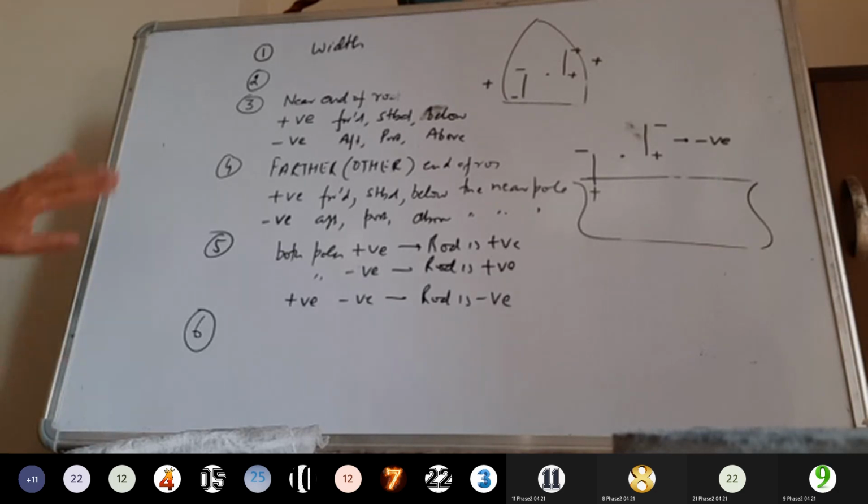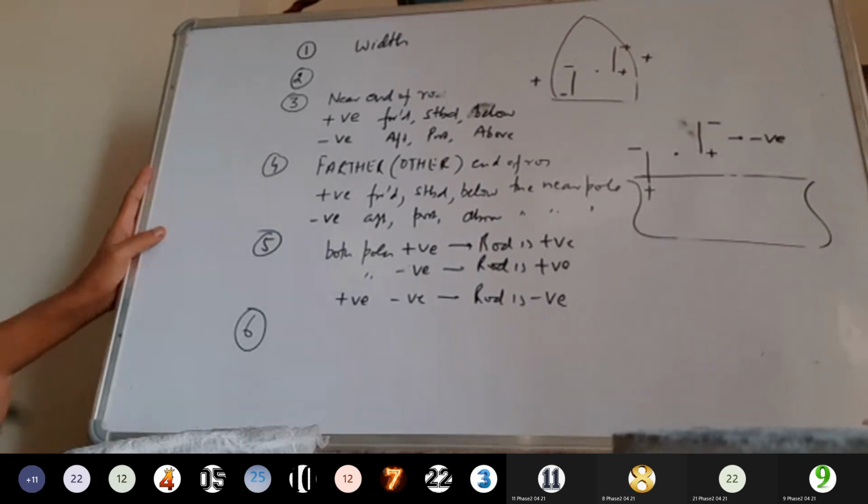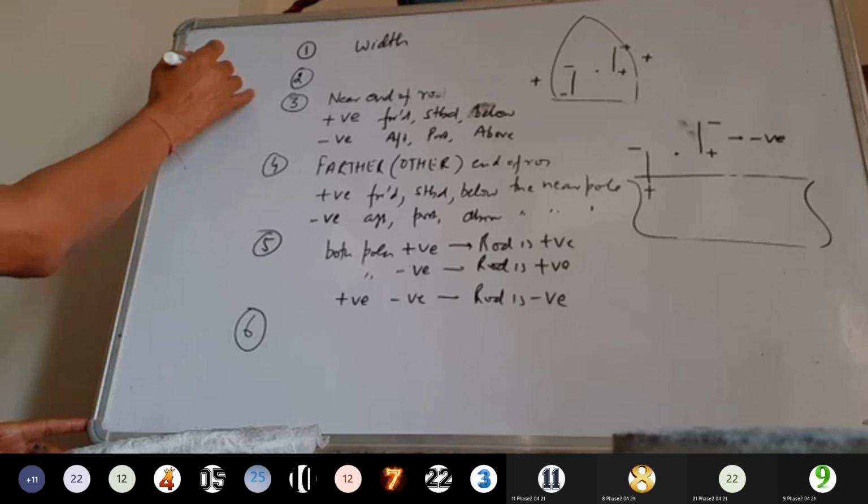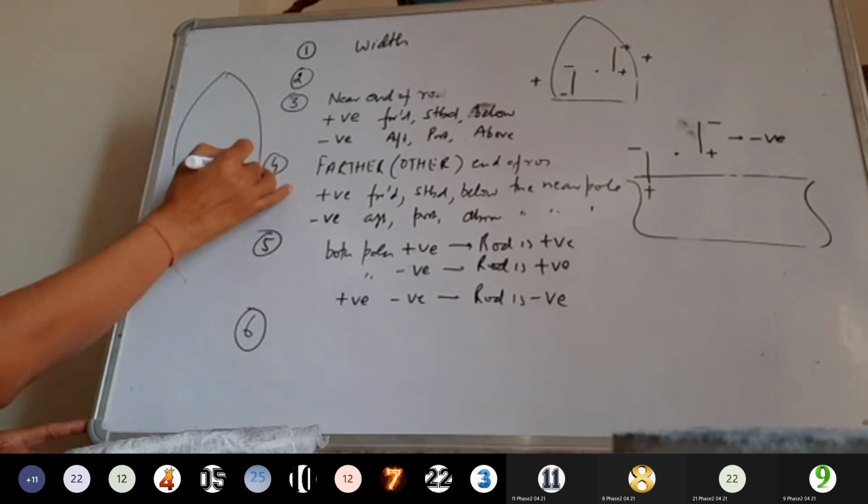Meaning what? Let us say I show one rod like this.